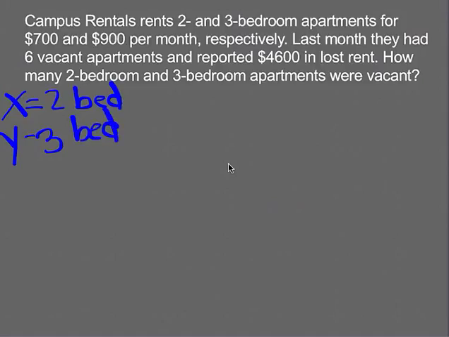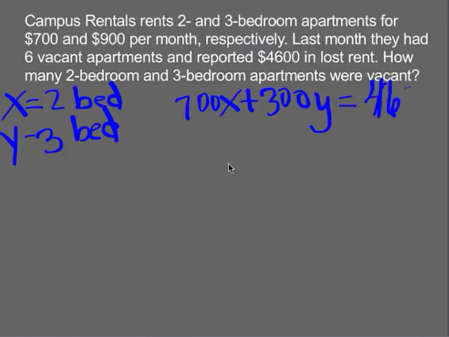So for every X 2 bedroom, I'm going to get $700 a month. For every Y 3 bedroom, I'm going to get $900 a month, and that's going to end up equaling $4,600. Then it says that we're going to have a total of 6 empty apartments. So between the 2 bedrooms and the 3 bedrooms, we need to have 6 empty apartments.